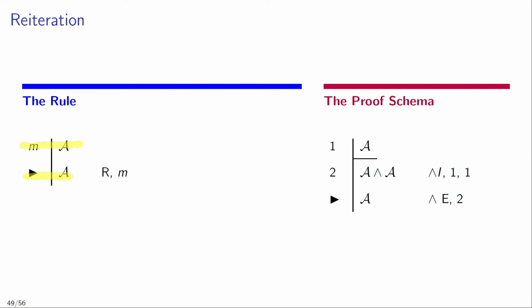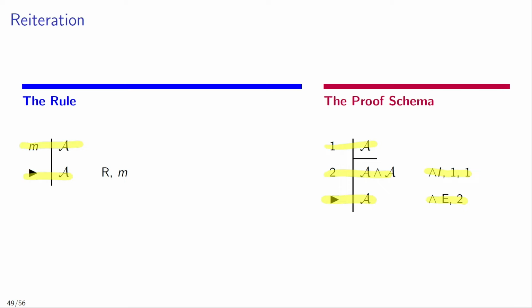So suppose that in line 1 of my proof, I have A. Could be a premise, maybe I have already established this line. I can then use conjunction introduction applied twice to line 1 to infer A and A, and then I can infer A by citing conjunction elimination as applied to line 2. So what I've shown here is that whenever I have A in my proof, I can infer A. And that's just what the rule reiteration tells us.